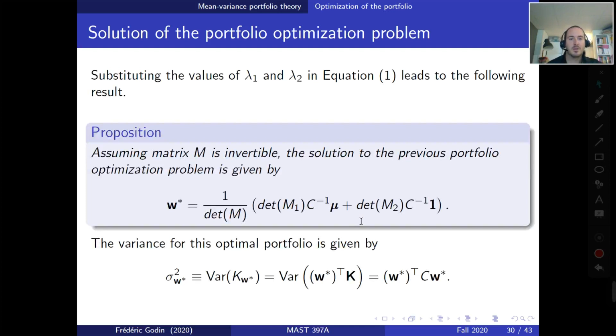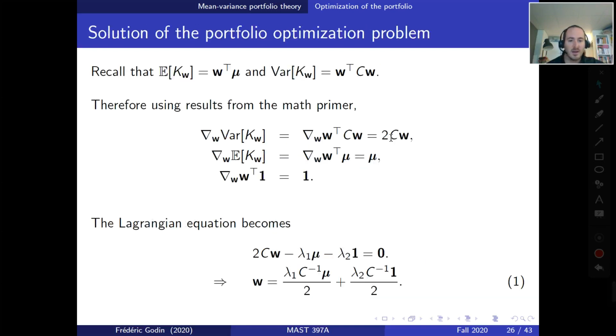Once we've identified these values of lambda 1 and lambda 2, we can plug them into the previous equation, which was the solution for the weights vector. So let's go back a few slides to equation 1. Equation 1 gave the solution: the weight vector of the optimal portfolio has this form here.